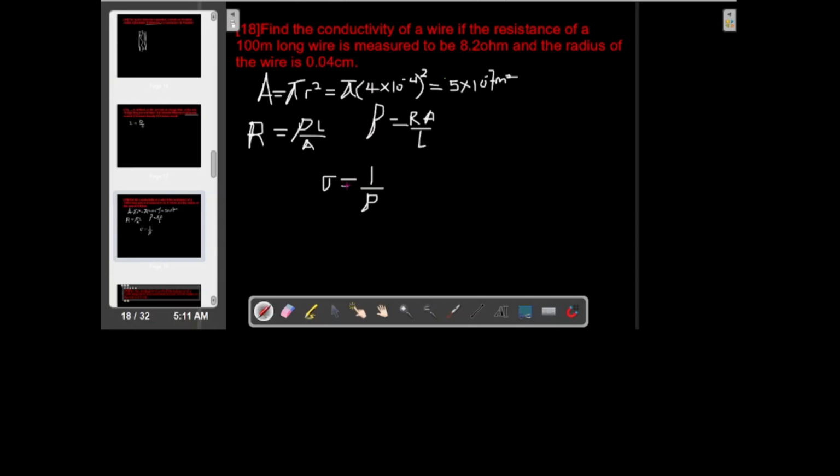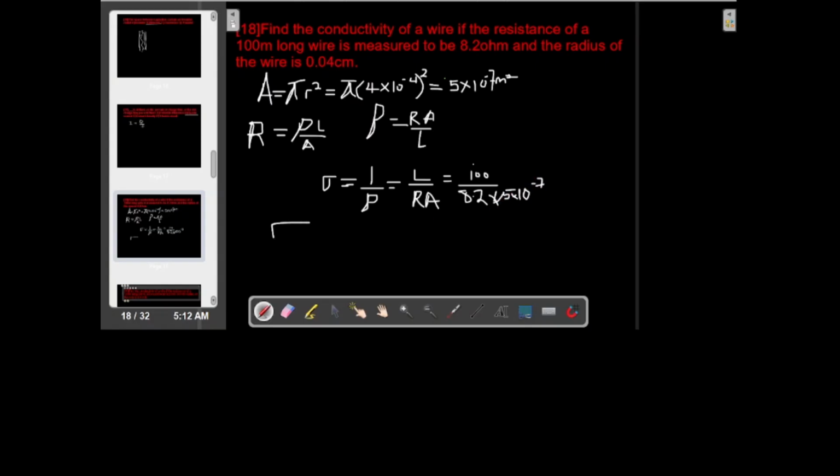In a situation where you're given the value of resistivity and we ask you for conductivity, all you have to do is 1 over that given value. All right, so if you do 1 over rho now, this means you invert this formula to become L over R A. All right, L over R A. I can then proceed to input my values. If I put the values for length, the length is 100 meter divided by the resistance, which is 8.2 multiplied by the area, which we solved at the beginning, to be 5 times 10 to the negative 7 meters squared.